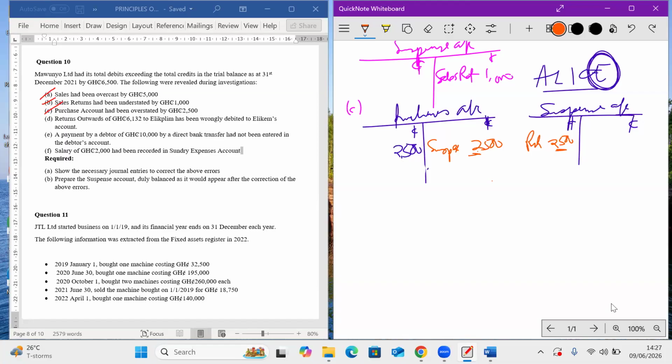Those corrections are what I record in the journal in the suspense account. I will not record the 2,500 in blue because it's an error. So if the purchases account was overstated by 2,500, now 2,500 on the debit side minus 2,500 on the credit side, what do we have? 0. We have eliminated it. Are you okay? Yes.